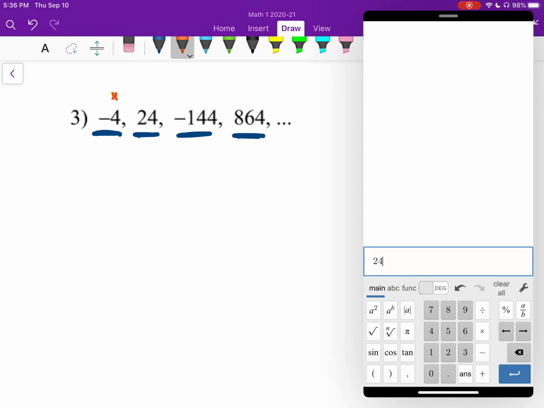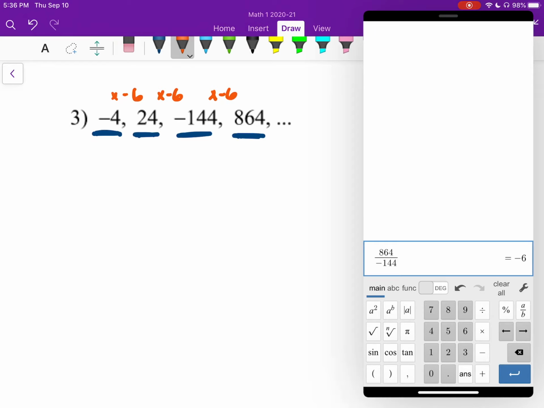Let's say, what is 24 divided by 4? Well, that's 6. So that means that 6 times 4 is 24. So here we'd multiply by negative 6. What is negative 144 divided by 24? Well, that's negative 6. So here I multiplied by negative 6 again. And then 864 divided by negative 144 gives me negative 6 again. So all three times it gets multiplied by negative 6.